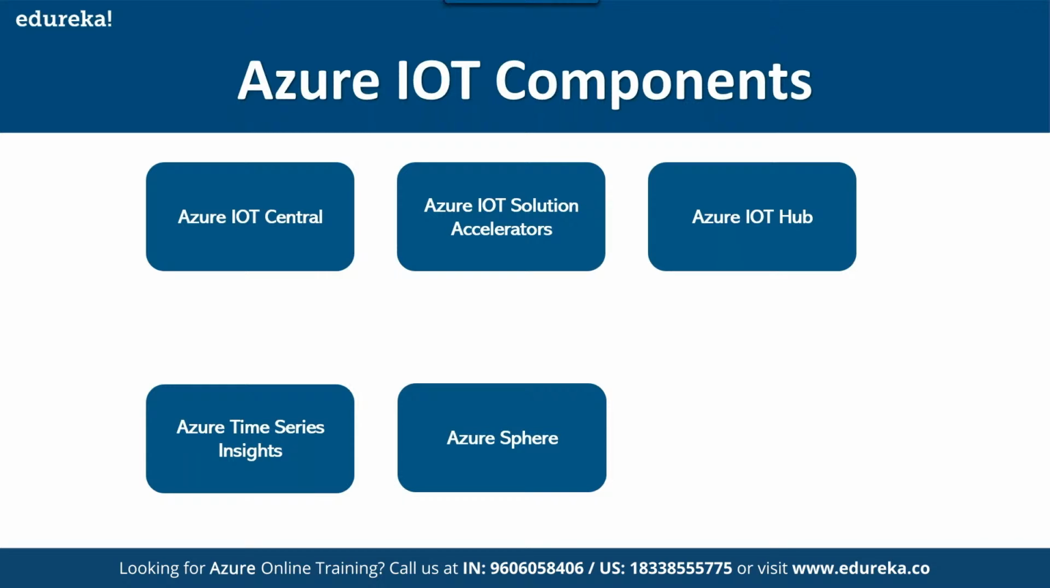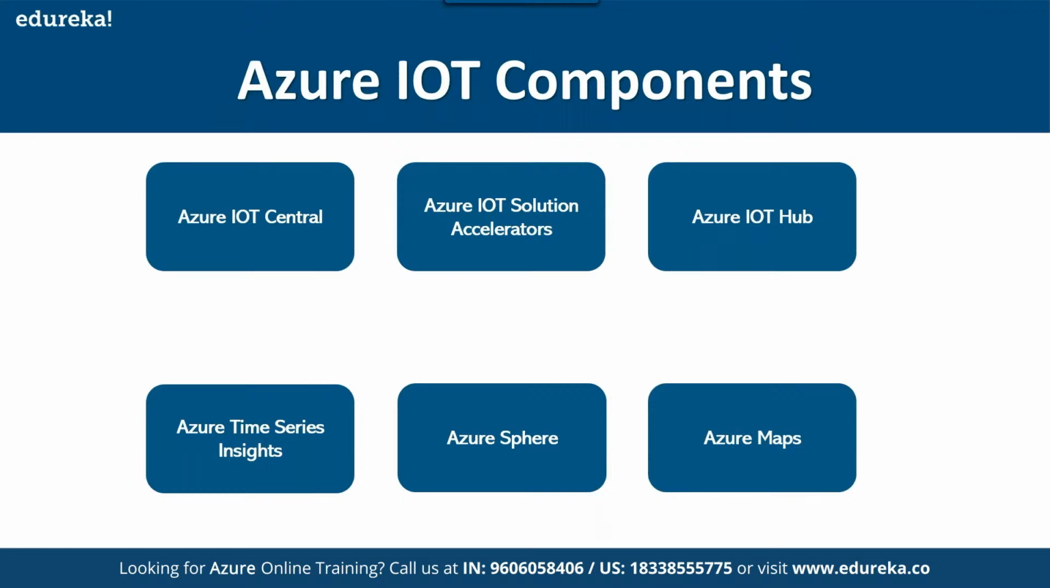The other is Azure Sphere, which is one of the components wherein you can see all the components and manage them. And the last one is Azure Maps. Like Google Maps, you can see the information, manage the information, and get the things from there itself. Clear? These are the different Azure IoT components.